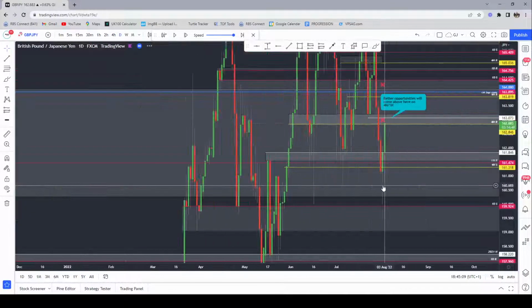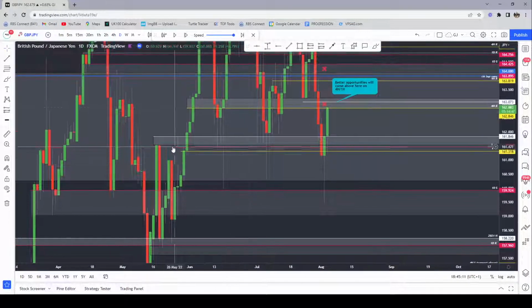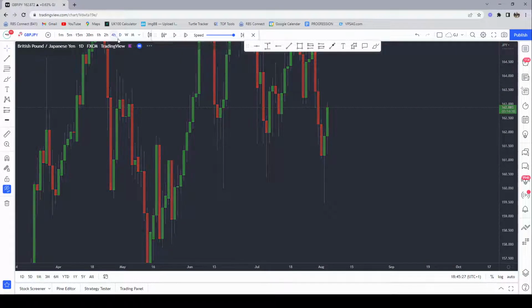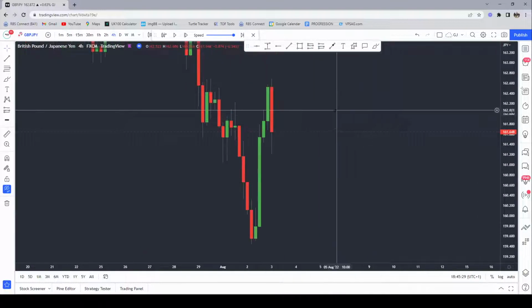If I just drop to the daily, here we can see resistance zone, wick rejection, rejection, close below, look for pullbacks to sell, and then as we push above, look for buying opportunities leaving the zone. So that is my idea. And if I just bring these back off, so this is when I get to the session.